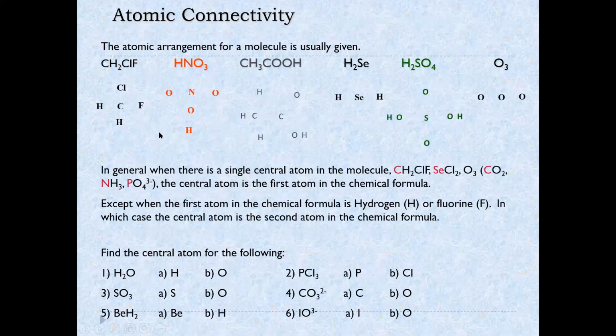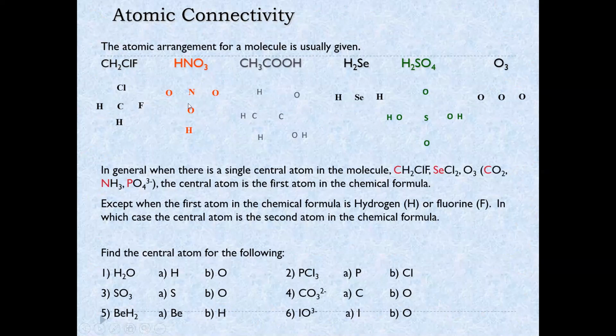So let's look at the connectivity now. We have an example, CH2ClF. Looking at this now: carbon, hydrogen, chlorine, fluorine. Fluorine has only one electron that is not paired in the valence shell. Chlorine has one electron that is not paired in the valence shell. Hydrogen, each of them has one electron. Carbon has 4. So carbon becomes the central atom here.